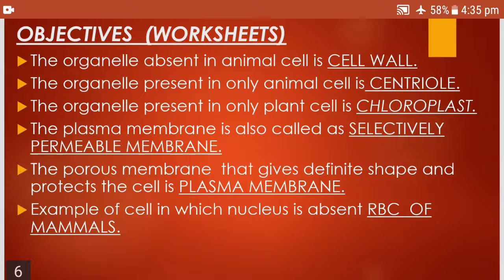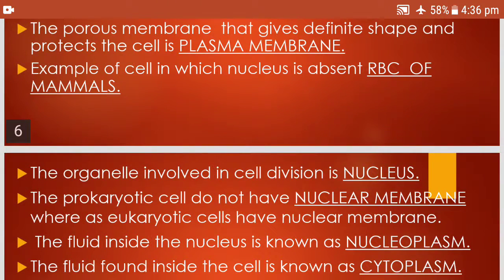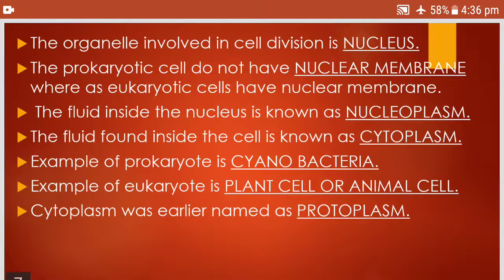The plasma membrane is also called the selectively permeable membrane. The porous membrane that gives the definite shape and protects the cell is called the plasma membrane. An example of a cell in which the nucleus is absent is the RBC of mammals, red blood cells of mammals. The organelle involved in cell division is the nucleus. The prokaryotic cells do not have a nuclear membrane, whereas the eukaryotic cells have a nuclear membrane.